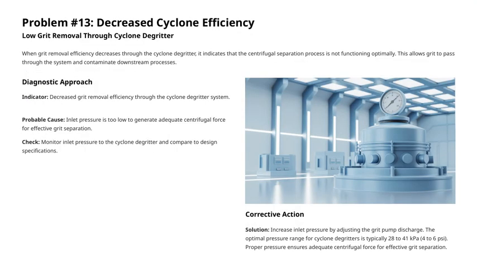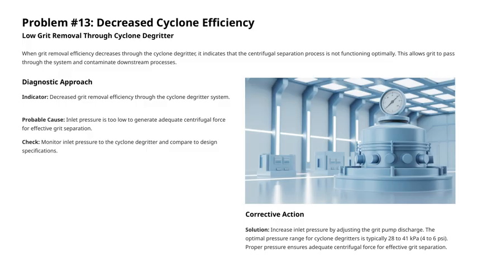Let's discuss problem 13, which is decreased cyclone efficiency. When we notice that grit removal through the cyclone degritter isn't working as well as it should, it suggests that the centrifugal separation process isn't functioning optimally. This can lead to grit slipping through the system and contaminating downstream processes, which we definitely want to avoid. The main diagnostic indicator here is a decrease in grit removal efficiency via the cyclone degritter system.